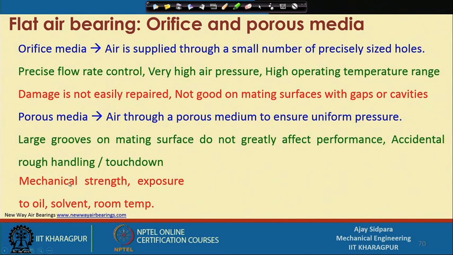So, what are the problems? The mechanical strength is a big problem, because now we can see that if you make something with 2 or 3 holes available, and we have this material where they have porous things, these are the porosities, right. So, strength is a big issue, because now how much pressure you are providing.